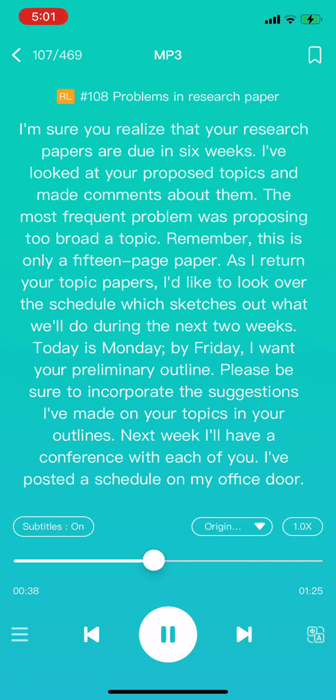I've posted a schedule on my office door. Sign your name to indicate the time you're available for an appointment. In the conference, we'll discuss your preliminary outline. Then you can make the necessary revisions and hand in your final outline, which is due 2 weeks from today.